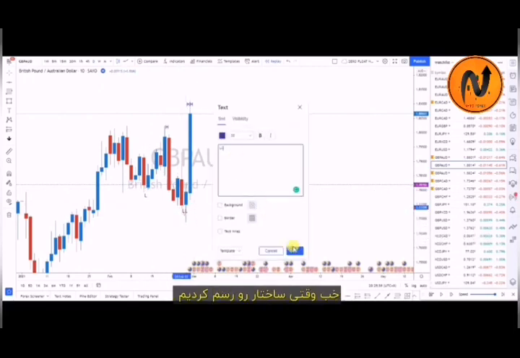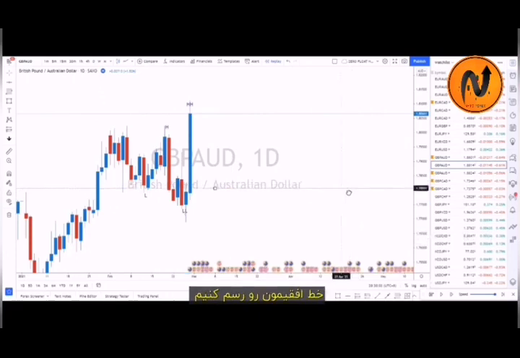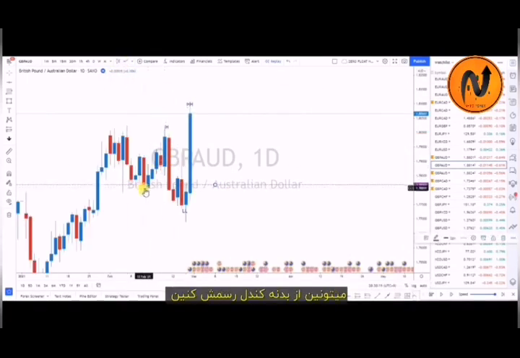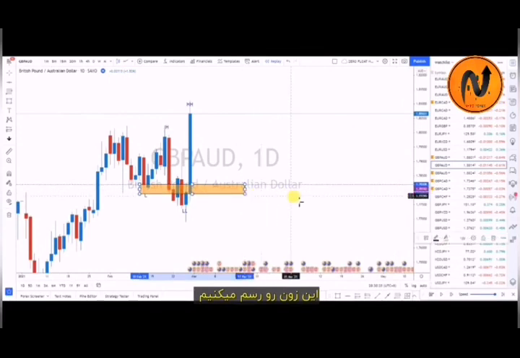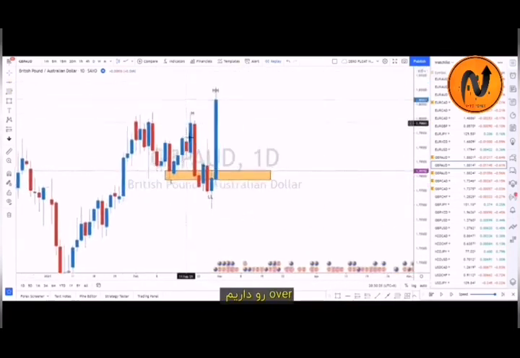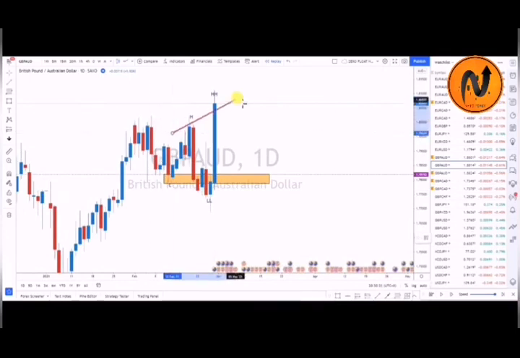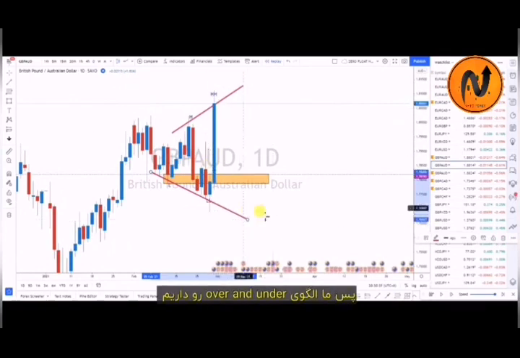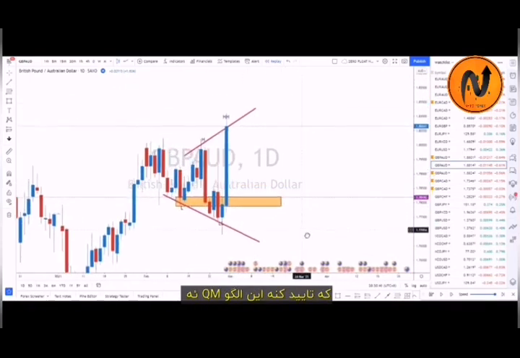Once we mark the structure, next we mark our horizontal line. You can change to the line chart if you want to, but if you're familiar with candlestick, you can just mark at the body of the candlestick as our entry point. Next, we mark this zone as our monitoring area. Once we have done this, we should double check the over. We have the over pattern and also the under pattern, to confirm that this is a QM pattern.